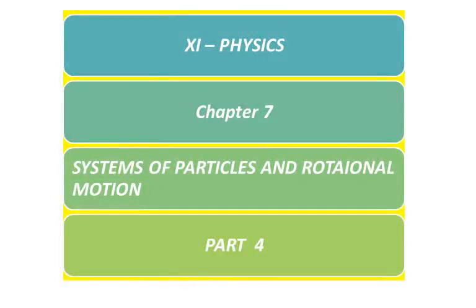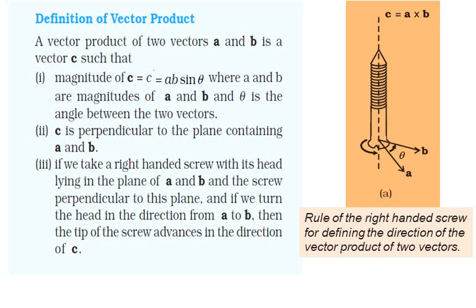Hello students, in today's lecture you will learn about the vector product of two vectors. The vector or cross product of two vectors is the vector whose magnitude is equal to the product of the magnitudes of the two vectors and the sine of the angle between them, and whose direction is perpendicular to the plane of the two vectors and is given by the right hand rule.